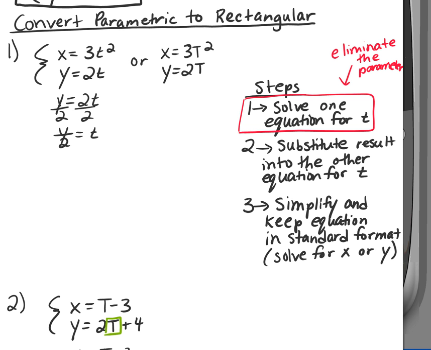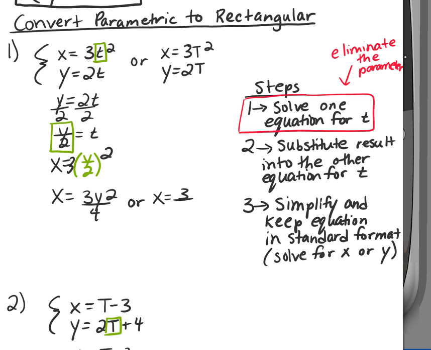And then the second step: substitute the result into the other equation for t. So I'll take my result of y over 2 and substitute it in for t. This is no different than substitution that you've already done with other algebraic equations. We're just applying it to this new situation. And then we're going to simplify. Oops, I forgot the 3 in the front. We'll simplify this. It would be either 3y squared over 4, or x equals 3/4 y squared.